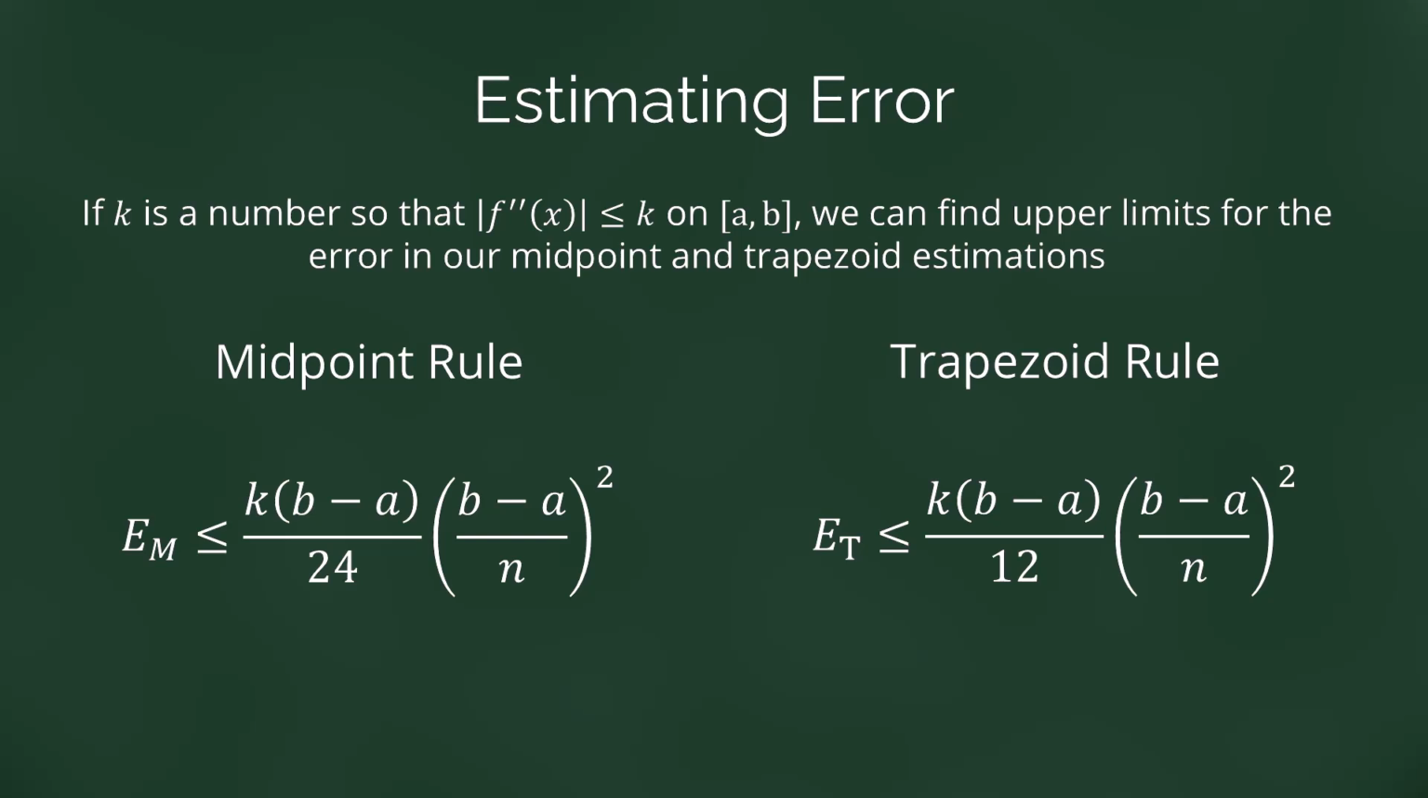We have a very similar bound for the trapezoid rule, one change in it. Here our error is going to be bounded by k times b minus a over 12 times b minus a over n squared. So notice that because we're dividing by a bigger number in the midpoint rule, our boundary for the error in the midpoint rule is going to be half as big as the boundary for the error estimate for the trapezoid rule.